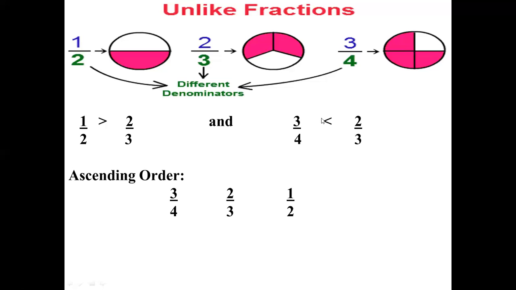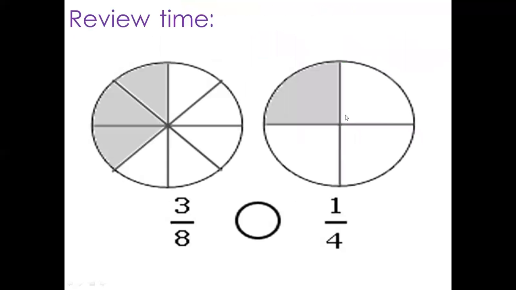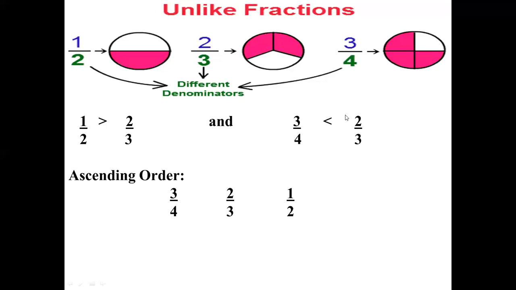On the other hand, if we compare 3 upon 4 and 2 upon 3, 3 upon 4 is smaller than 2 upon 3. Why? Because in 3 upon 4, your denominator is 4. That means your pizza, your pie, or your fruit is divided into 4 equal parts. Obviously, if your pizza is divided into 4 equal parts and you have to share among 4 people, you will get the smallest piece. That's why 2 upon 3 is bigger than 3 upon 4.